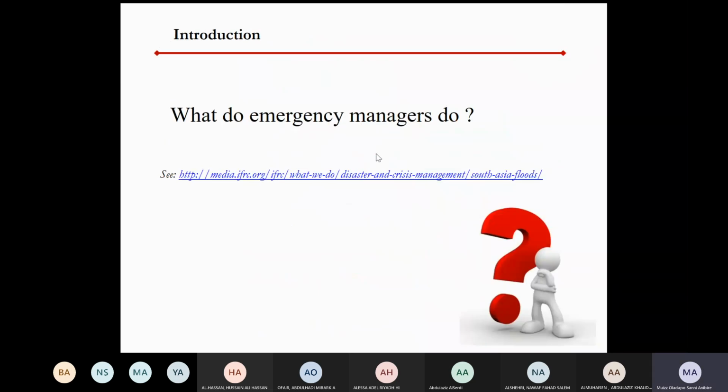Now, firstly, what do emergency managers do? So you find information at this link. Here you can see what's the job of emergency managers. So basically, emergency managers are meant to coordinate the emergency management process, which you see in the life cycle of emergency management, starting from mitigation, trying to mitigate the emergency from the design of the community to ensure we have community resilience.